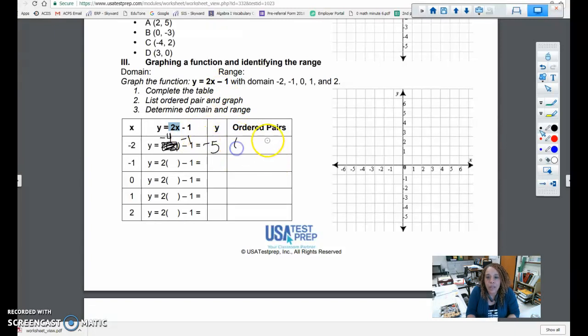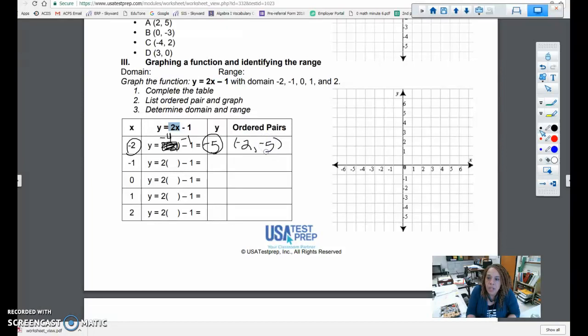The way we write a complete ordered pair here, we need an x and a y. So my x was negative 2. I don't have to think much about it because it's given to me. And my y is negative 5. I did have to think about it because I had to do the math in order to get there.